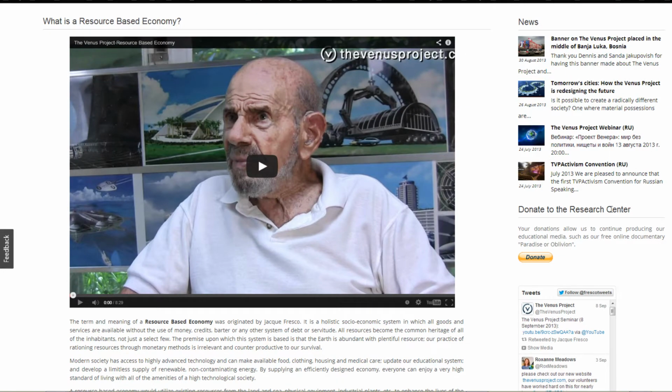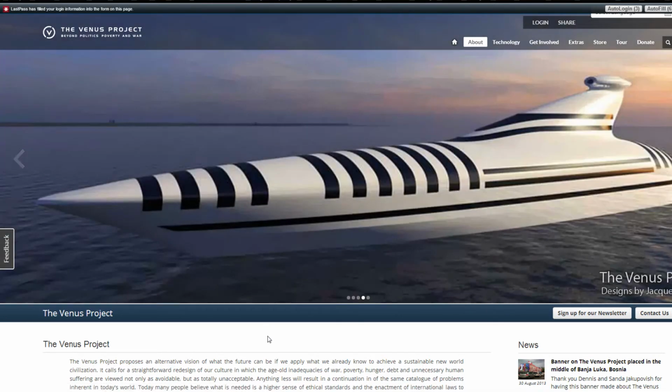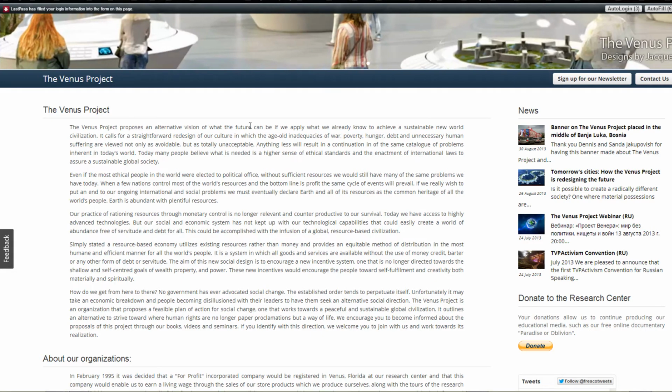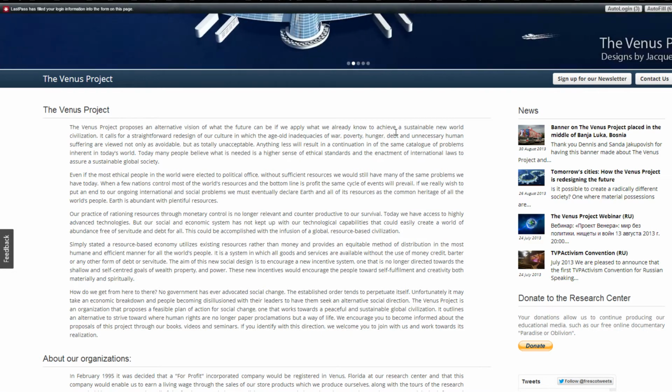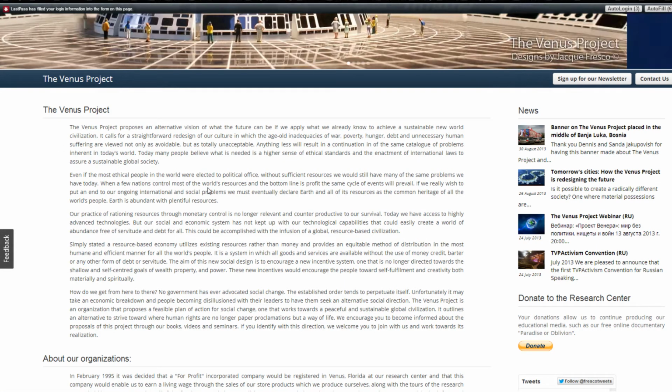Here, back at the top of the page, "Paradise or Oblivion" in quotes, you put the period inside the quote. Alright, so this page is working now. It is the About section and the Venus Project. And on this page, the vision of what the future can be is working, looks fine. And it's just my same recommendation, the Sustainable New World Civilization. I just recommend removing "new", but up to you guys.